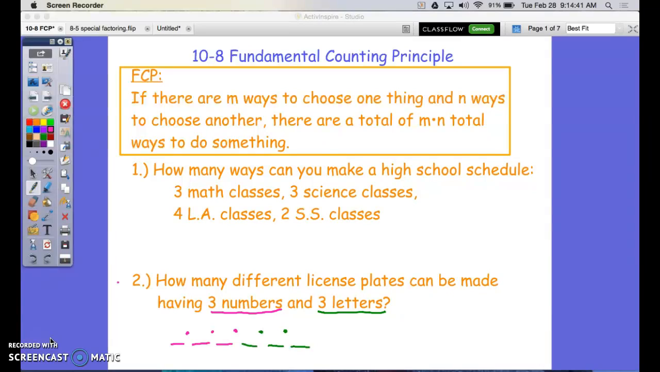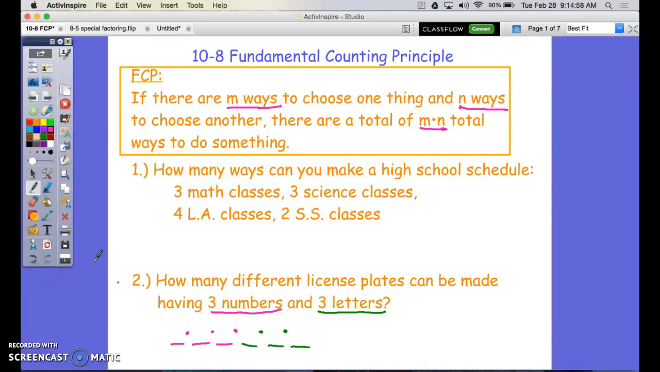So to start off, the Fundamental Counting Principle simply says, in other words, if you have a certain amount of ways to do something and another amount of ways to do something, to find the total amount of ways, all you need to do is multiply m times n. So let's take a look at an example here.